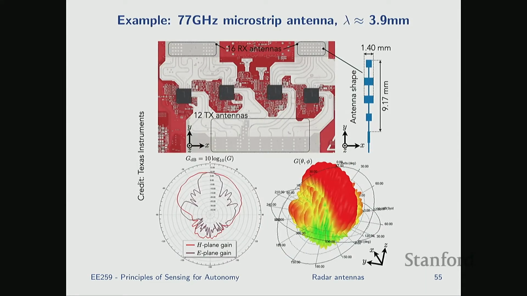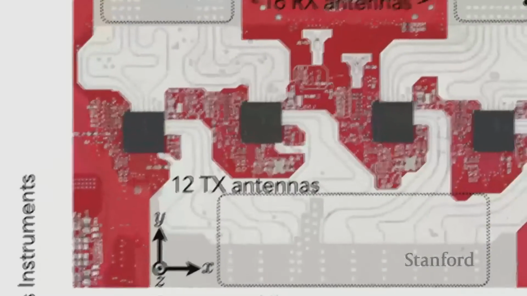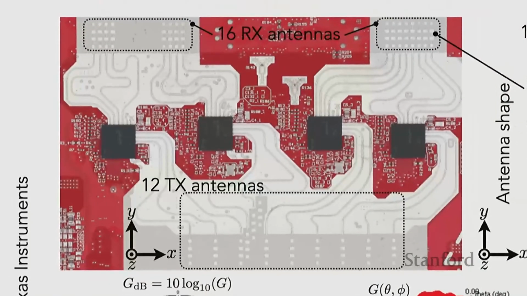Here's one real example of a radar system on a PCB. This is a 77 gigahertz radar system. The antennas are microstrip antennas. And the wavelength at 77 gigahertz ends up being 3.9 millimeters. So let me zoom in on this first so we can take a closer look together.